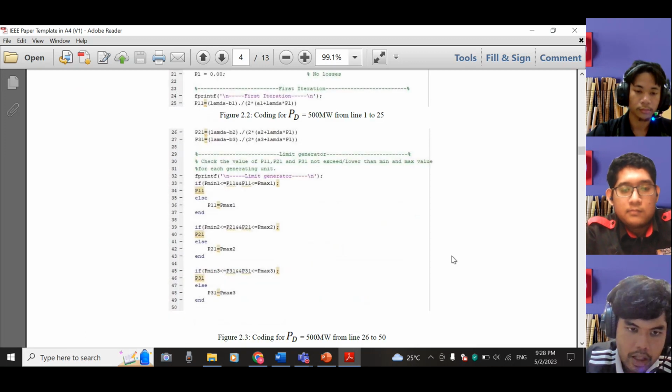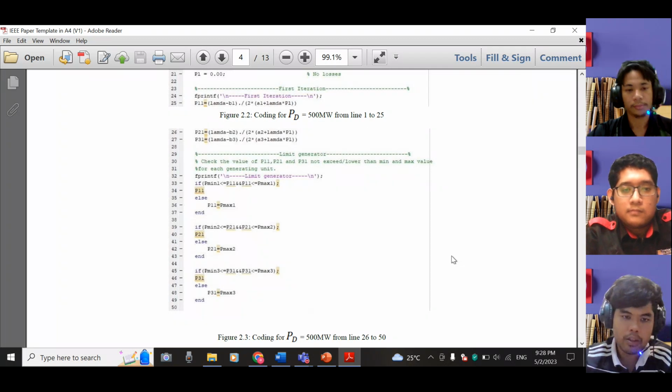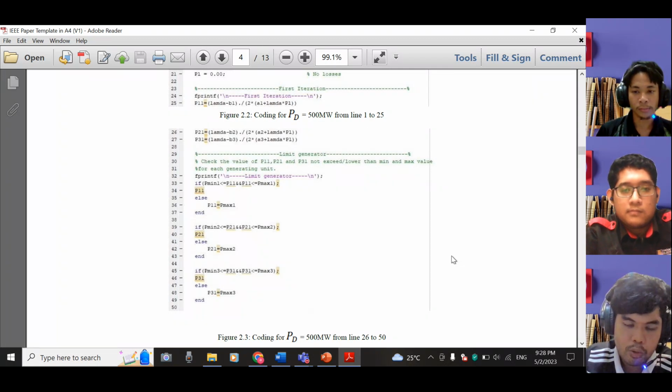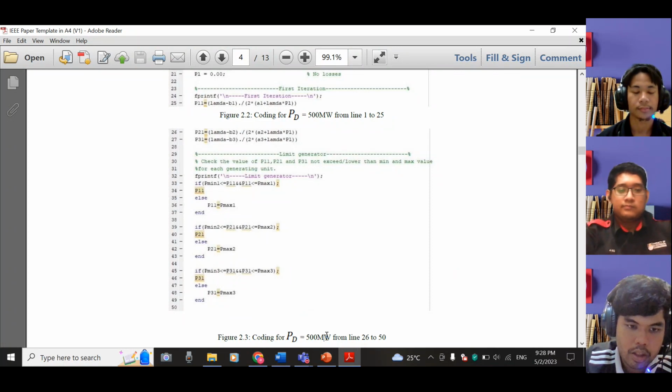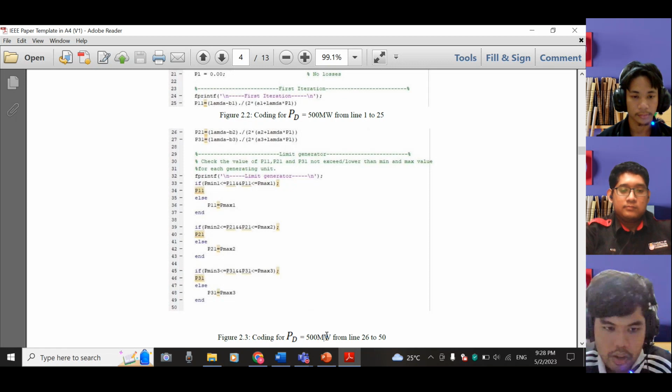So we have used P11 equals lambda minus B, divided by 2, multiplied by A plus lambda multiplied by P losses. As we can see at the second picture, it is the continuation of the first iteration. So we have to do the same method for P21 and P23. So next, we have set the limit generator.